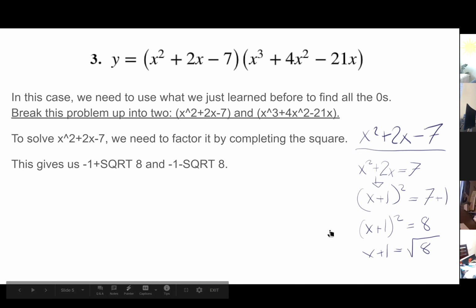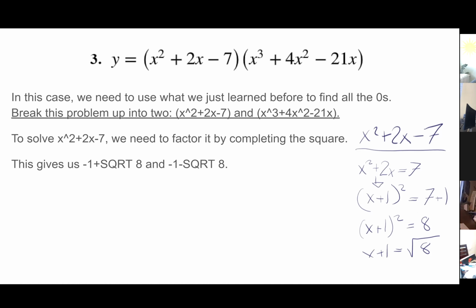So eventually we get -1 plus the square root of 8 and -1 minus the square root of 8 as the zeros for the first part of the problem.